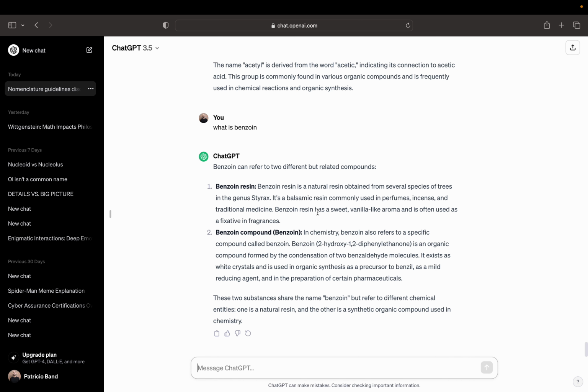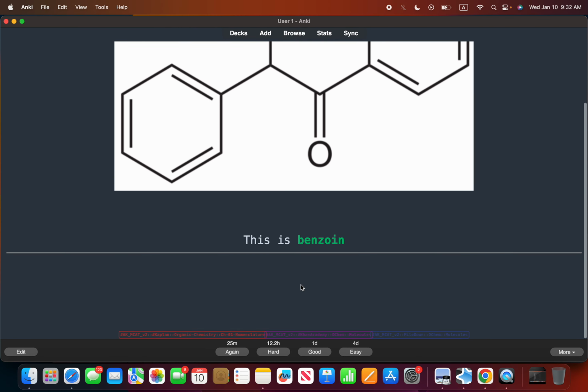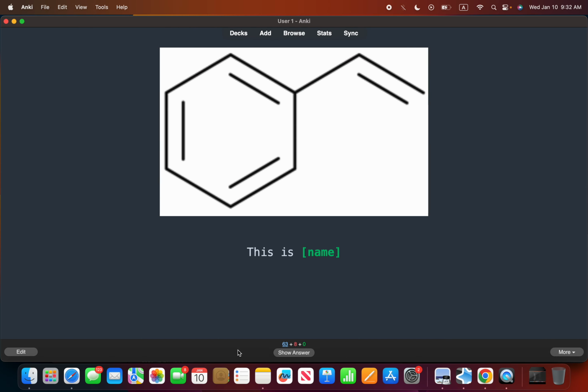It's a balsamic resin commonly used in perfumes, incense, and traditional medicine. Benzoin resin has a sweet, vanilla-like aroma and is often used as a fixative in fragrances. Interesting. It's also a mild reducing agent. We'll come across that later. But anyways, this is benzoin.